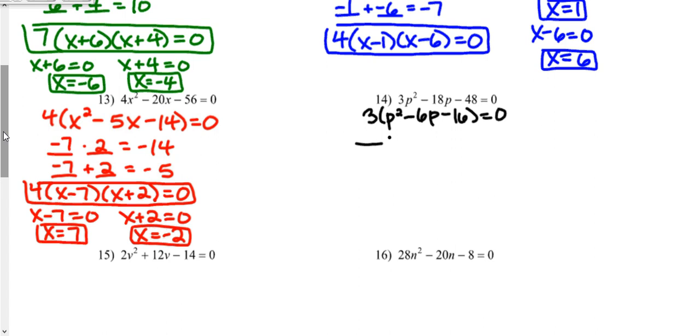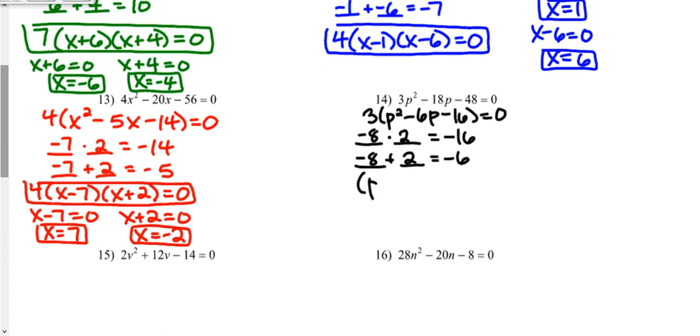So numbers that multiply to negative 16 and add to negative 6, those numbers would be negative 8 and 2. Can we use the shortcut? Is our a value 1? It sure is. So let's go ahead and write our factors.